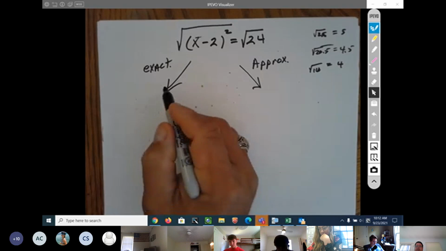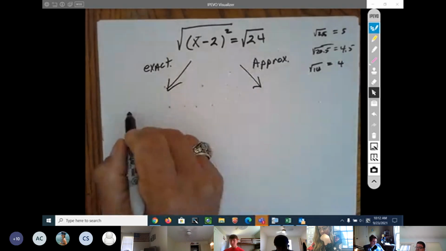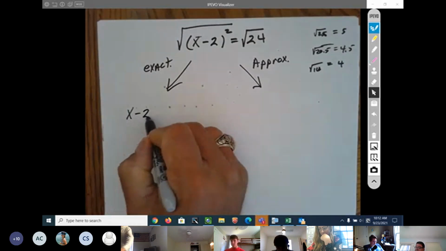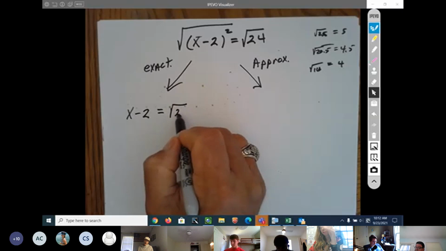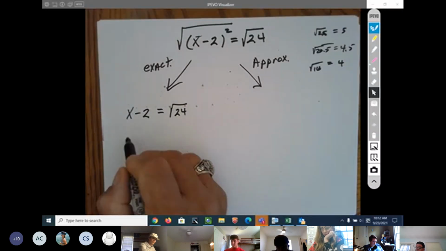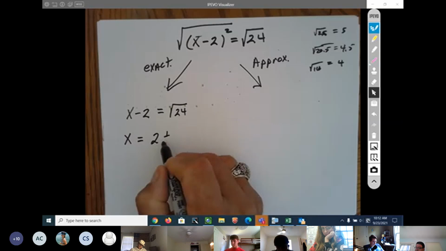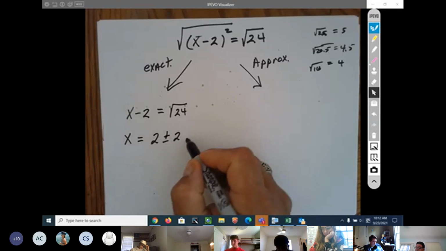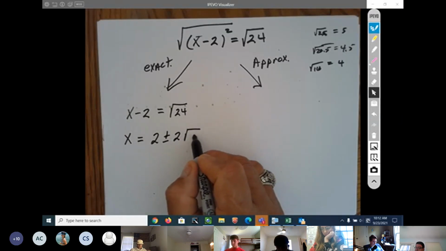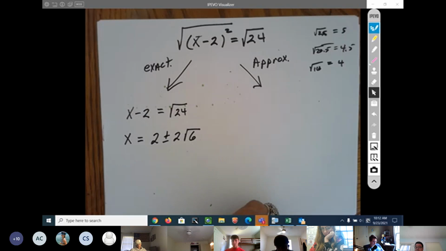All right, so exact. X minus 2 is equal to the square root of 24. X is equal to 2 plus or minus 2 square root of 6. 4 times 6 is 24, right?